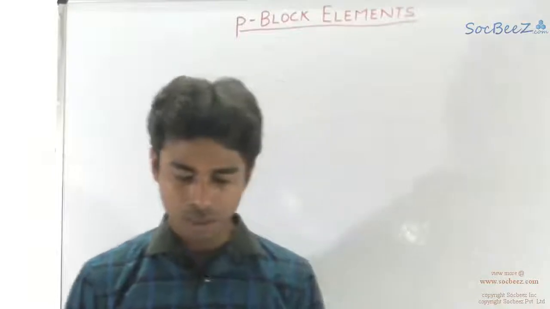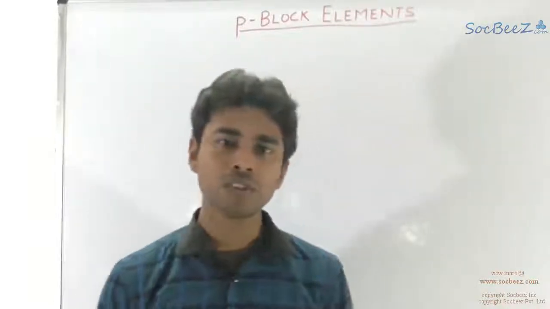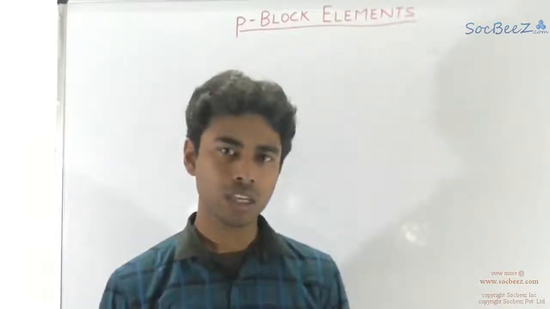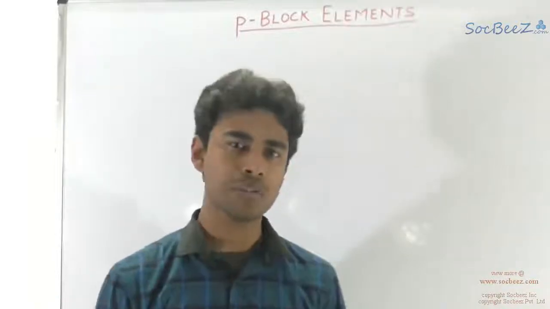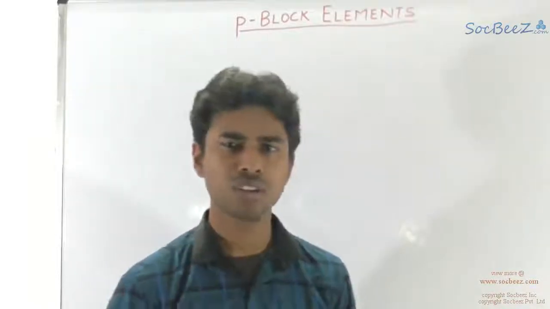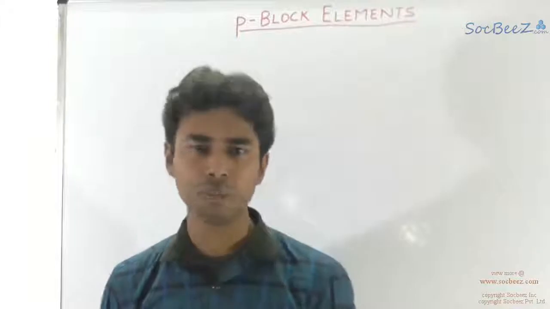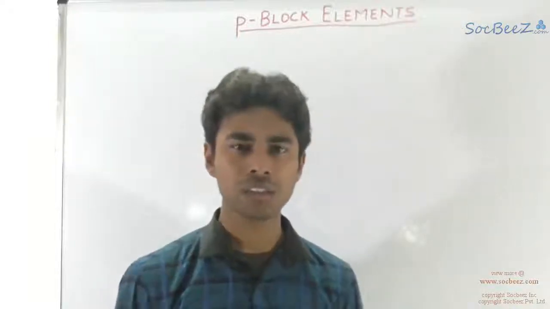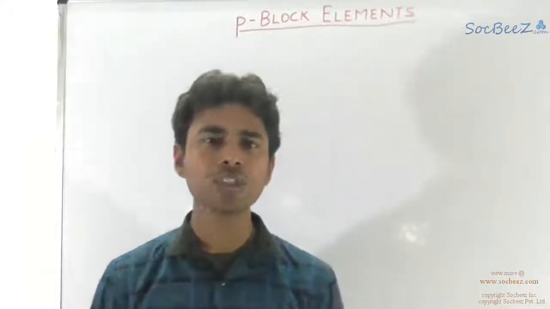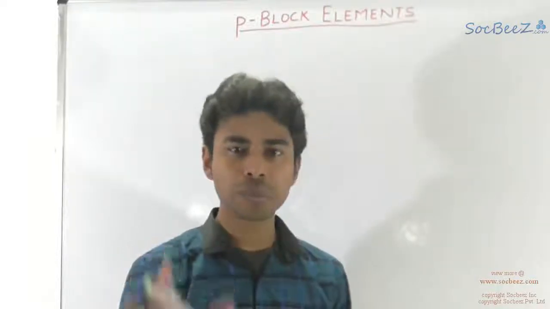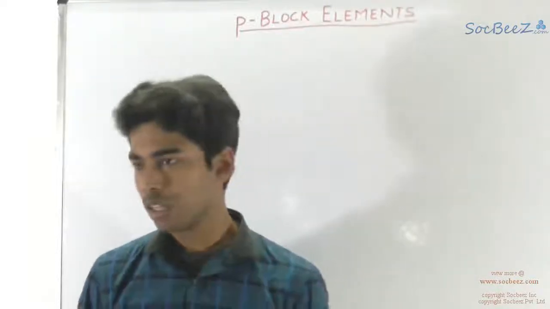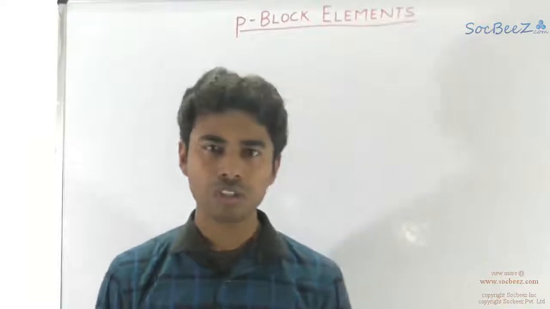So P block elements comprise group 13 to group 18: the boron family, the carbon family, the nitrogen family, the oxygen family, the family of halogens, and the noble gases. So you can see that there is a wide range of elements which belong to the P block elements. First of all, we would see the introduction to the P block elements.